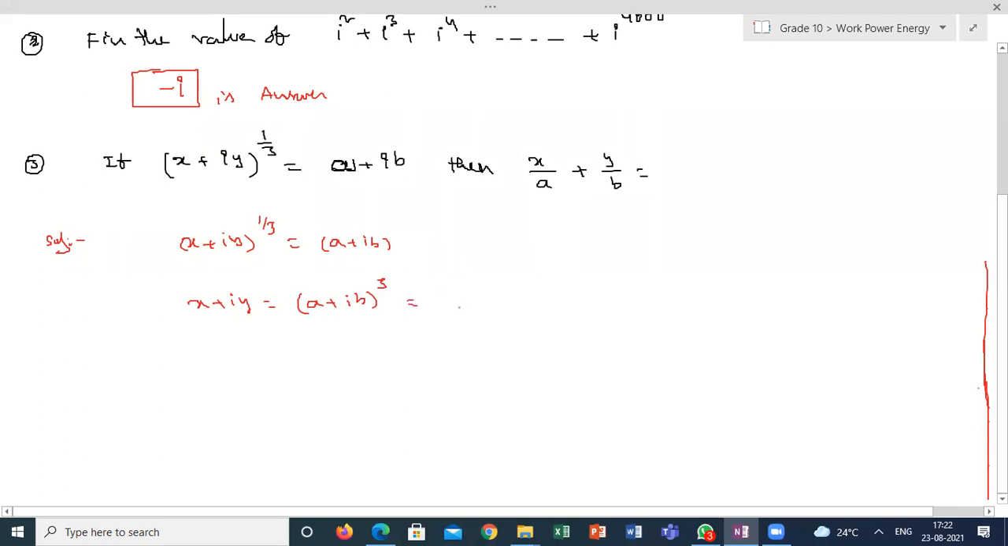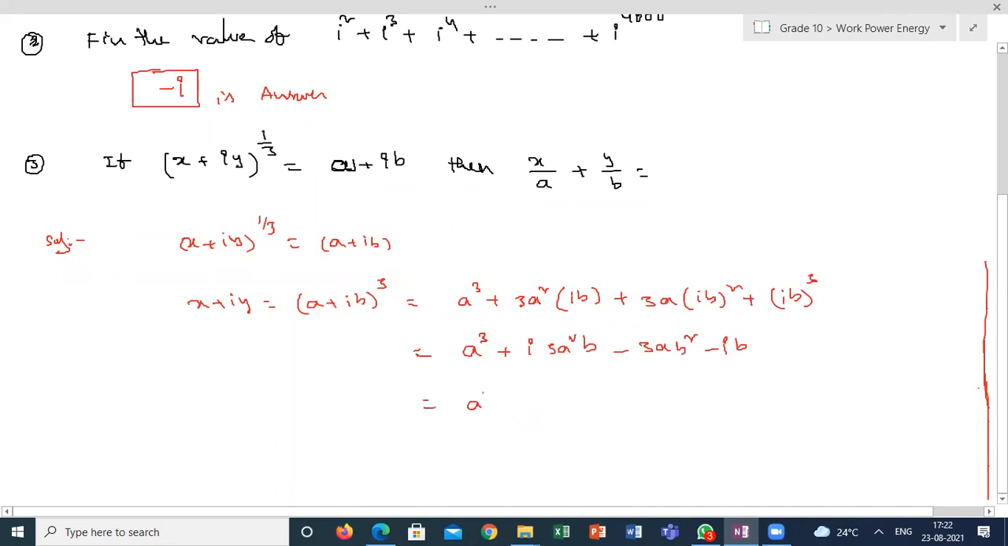Expand using the a plus b whole cube formula: a cube plus 3a square b plus 3ab square plus b cube. So this will be a cube plus i into 3a square b, minus 3ab square, and i cube is minus i b cube. Will you agree with me, everyone? This expansion.